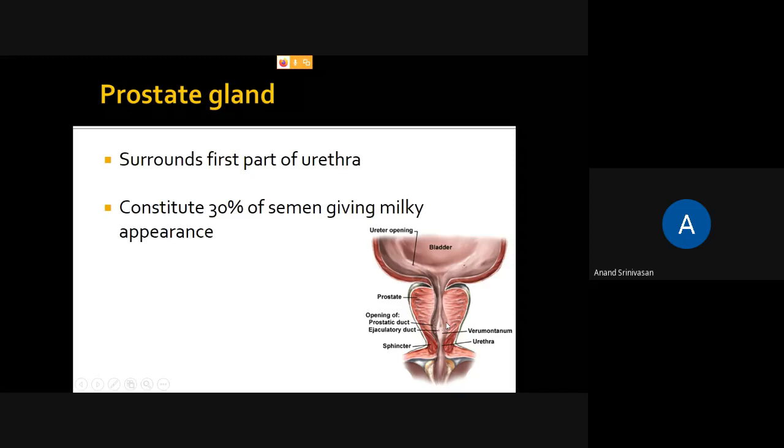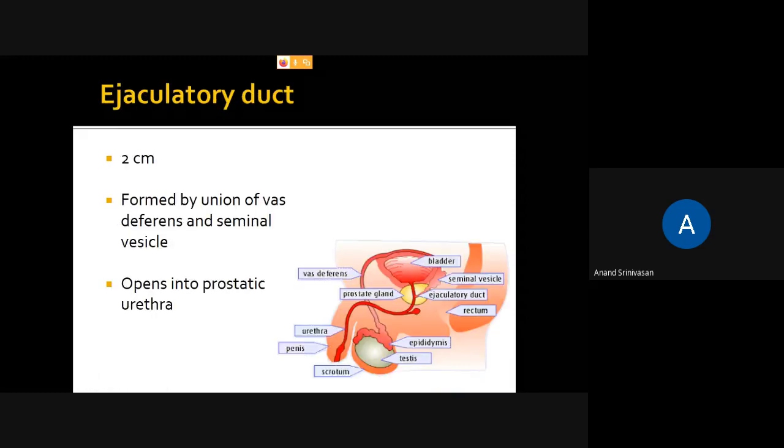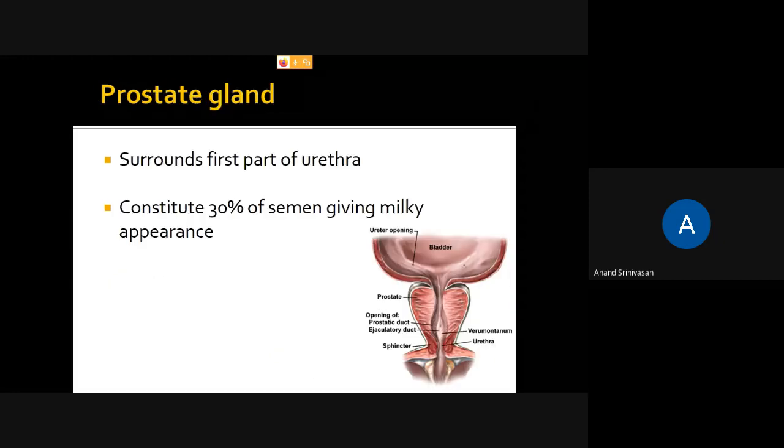So there will be secretions coming from the seminal vesicle as well as from the prostate gland. When the sperm enters, the seminal vesicle pours its secretions, which combine with the sperm, and when it reaches the prostatic urethra, the prostate gland also gives its secretions, which help the sperm to survive.